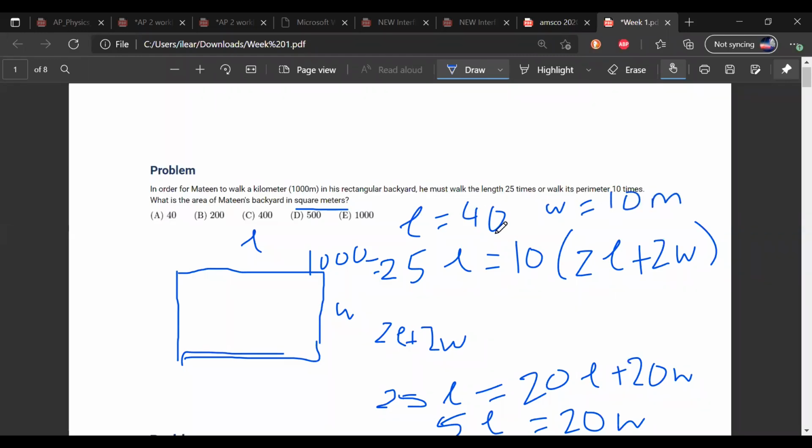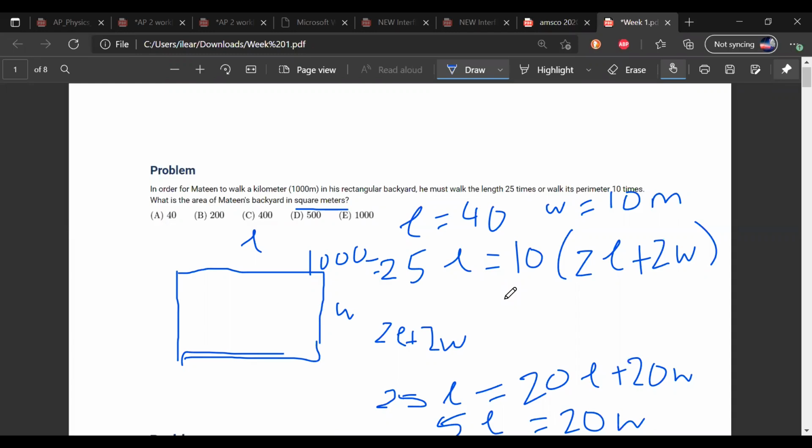We can check this fact by substituting these variables into this part. So you have 1,000 is equal to 20L plus 20W. So we would just get 20 times 40, which would give us 800, plus 20 times 10, which would give us 200, is indeed equal to 1,000 meters.